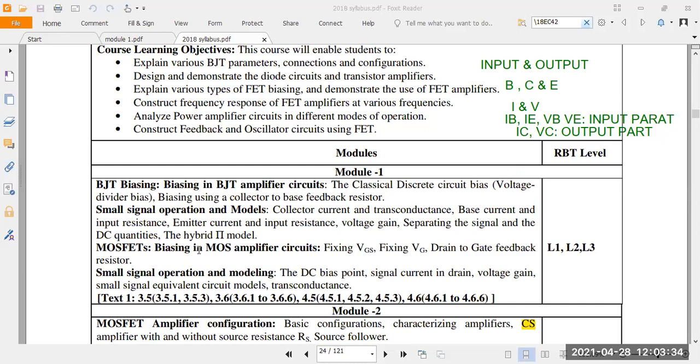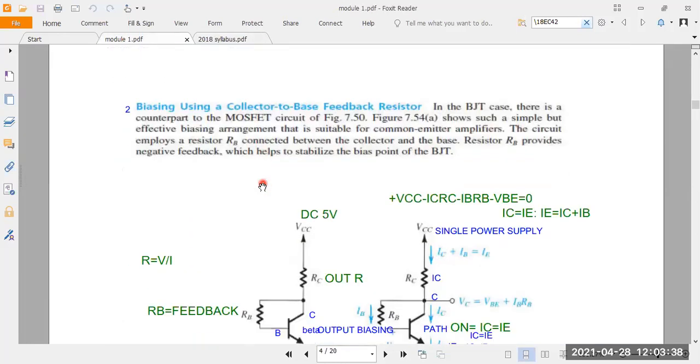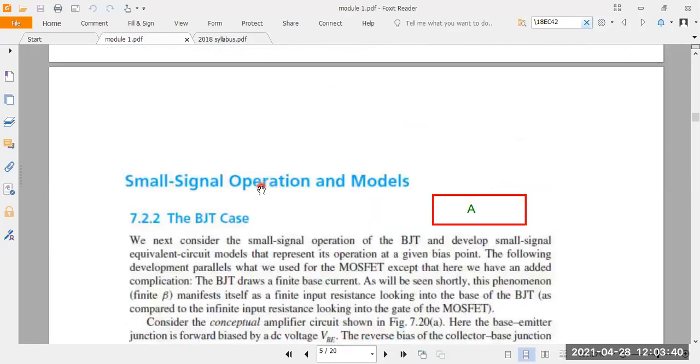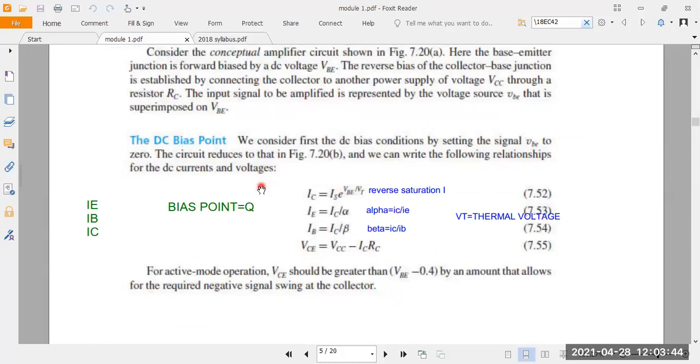So next you take the circuit diagram for the small signal operation. In the previous class we discussed the DC bias point, right? In that we took three currents here: input and output current. What is the input current here?